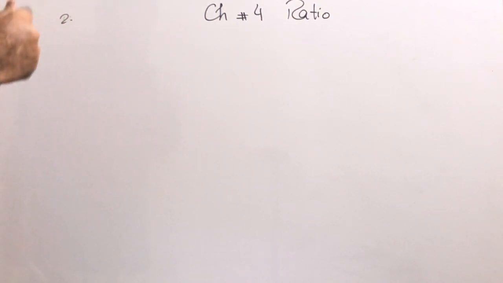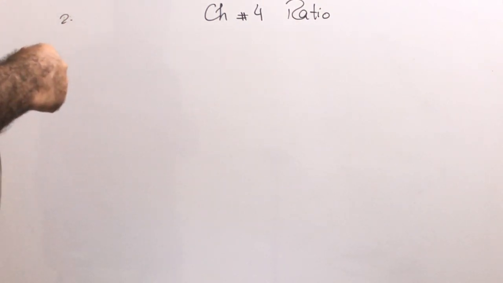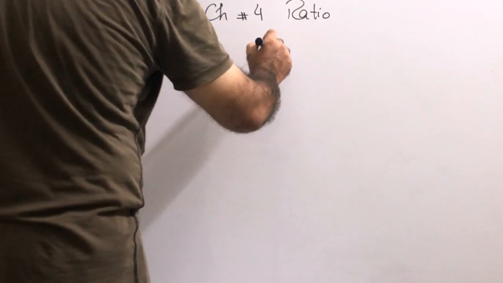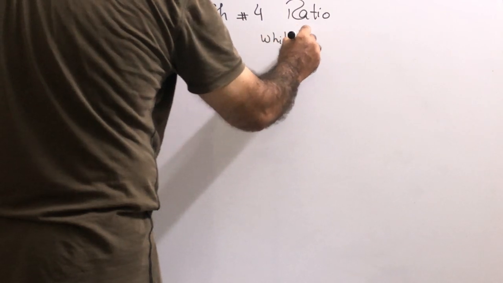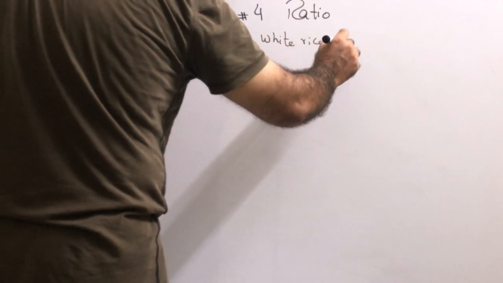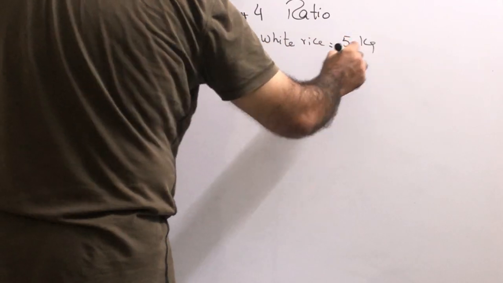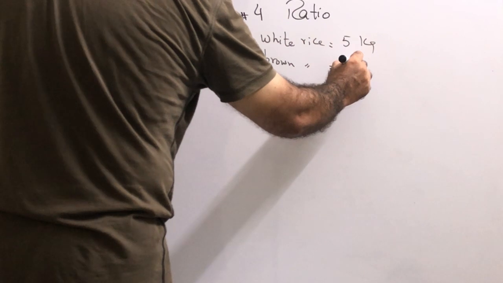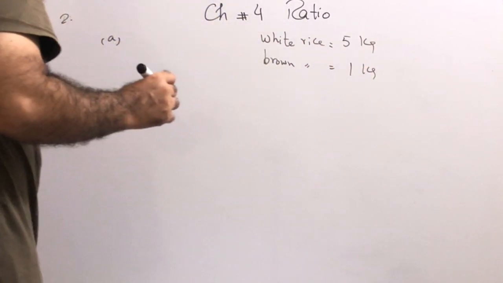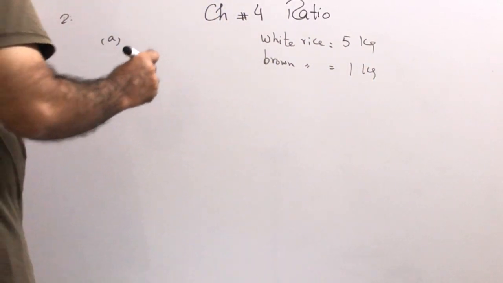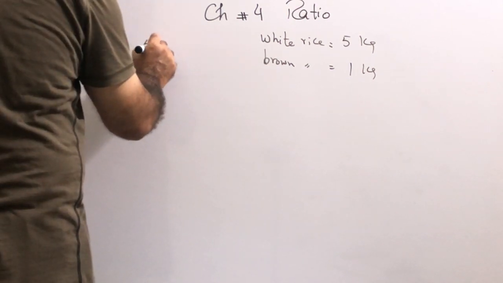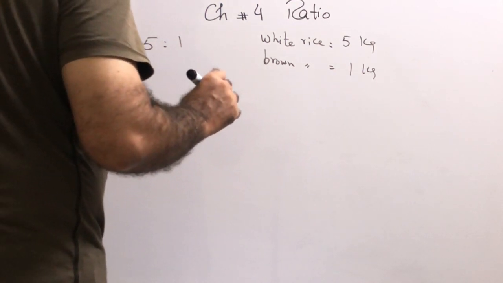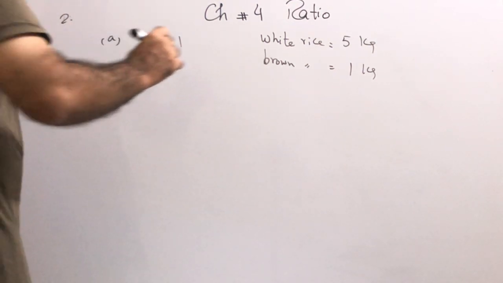Page 72, Mrs. Ali bought 5 kg of white rice and 1 kg of brown rice. White rice, how many? 5 kg, and brown rice, how many? 1 kg. Number A, the ratio of the mass of white rice to the mass of brown rice. White rice to brown rice. It is 5:1.